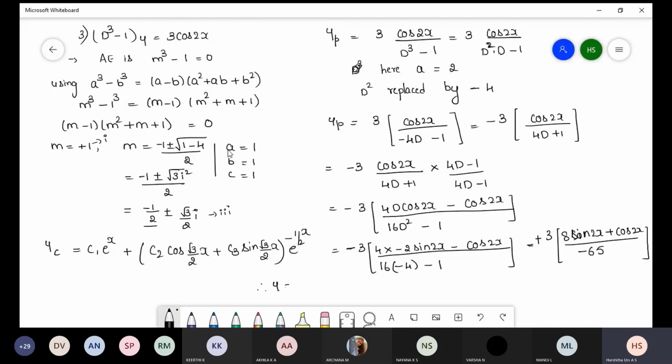Therefore y is equal to yc plus yp. C1 e power x plus C2 cos root 3 by 2x plus C3 sin root 3 by 2x into e power minus 1 by 2x, minus 3 by 65 into 8 sin 2x plus cos 2x. This is the final answer.